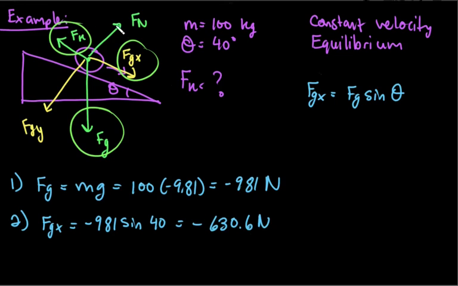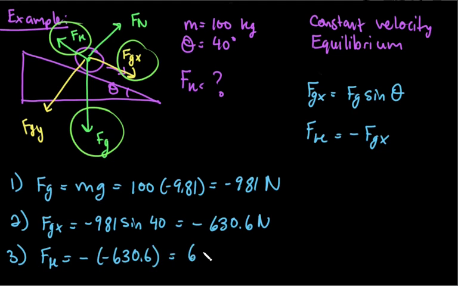Finally, the last step is to find our FK. We're going to use the formula FK is equal to the negative of FGX, which means that our kinetic friction force is equal to the positive 630.6 newtons. So that must be the kinetic friction force acting on this object in order for it to be descending at a constant velocity in equilibrium.